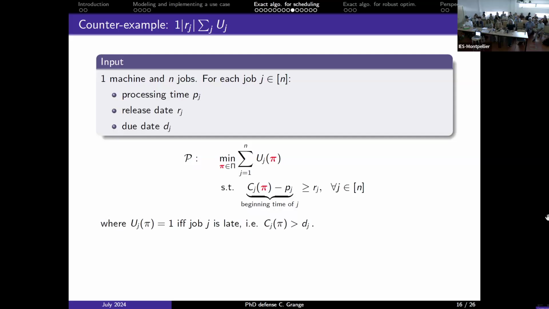So we still work on one machine and n jobs, and this time each job is defined by a processing time, a release date, and a due date. So a release date is the time from which we can schedule the job j. And the due date is here to say if a job is late or not. So if the completion time is larger than the due date, then we can say that the job j is late. And in this problem, we want to minimize the sum of late jobs regarding the release date constraint.